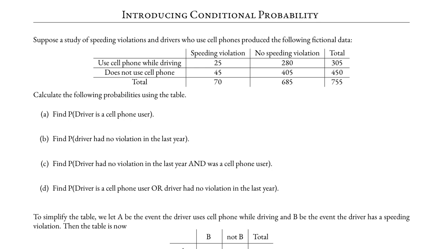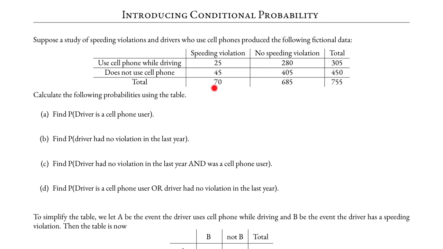The table consists of the number of people who used a cell phone while driving. There are 305 people who use a cell phone while driving. Out of 305 people who use a cell phone while driving, 25 got the speeding violation and 280 got no speeding violation. Similarly, there are 450 people who do not use a cell phone. Out of these 450 who do not use a cell phone, 45 get the speeding violation and 405 get no speeding violation.